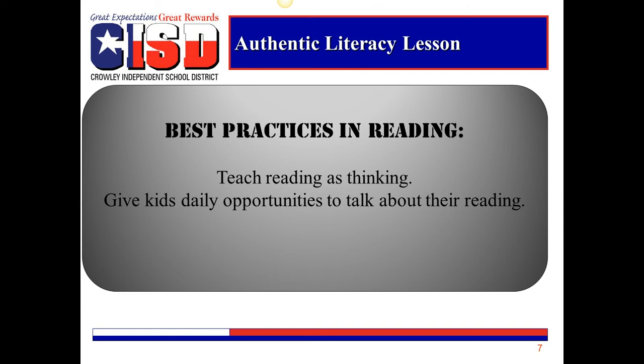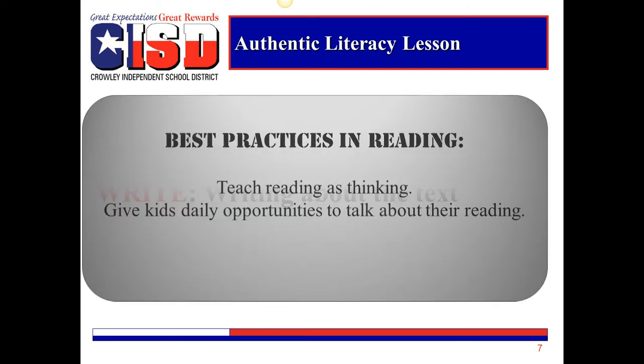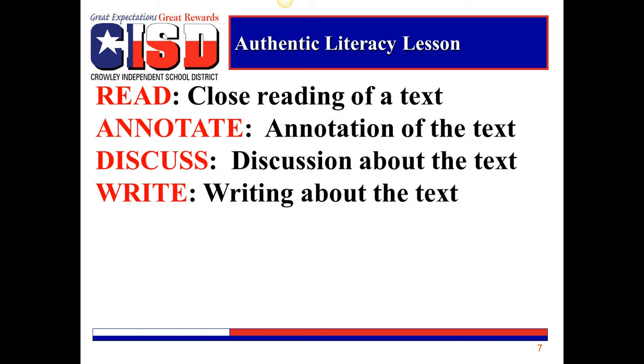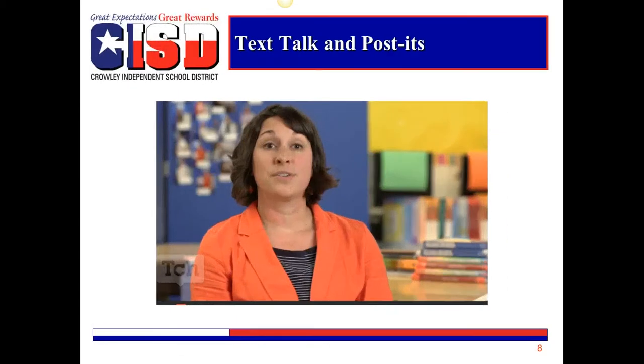Let's look at the 4 components of an authentic literacy lesson. They are read, annotate, discuss, and write. It is a best practice to have students read a text closely, annotate the text as they read, and provide opportunities for students to have rich discussion about the text and to write about the text. Let's see an authentic literacy lesson in action.